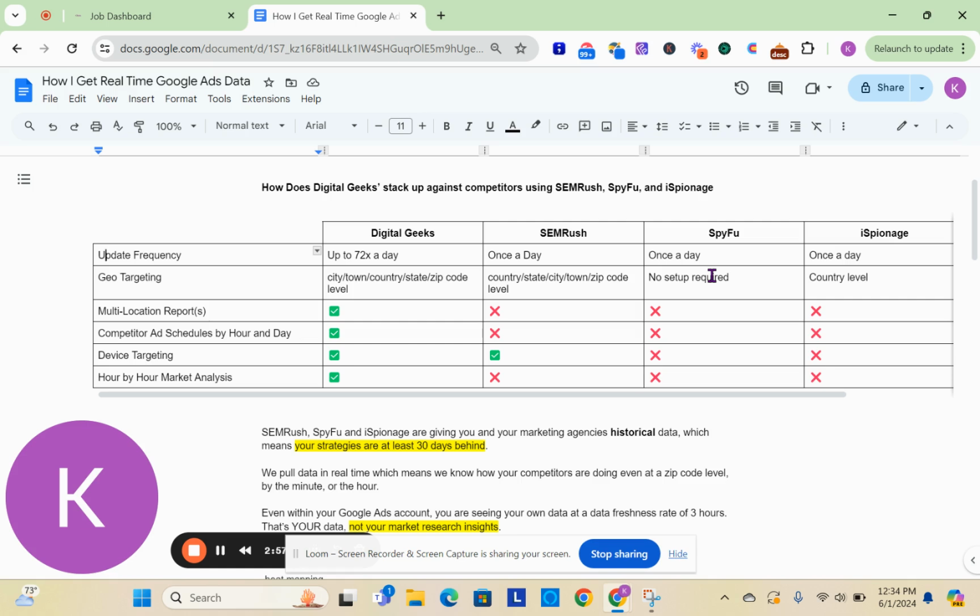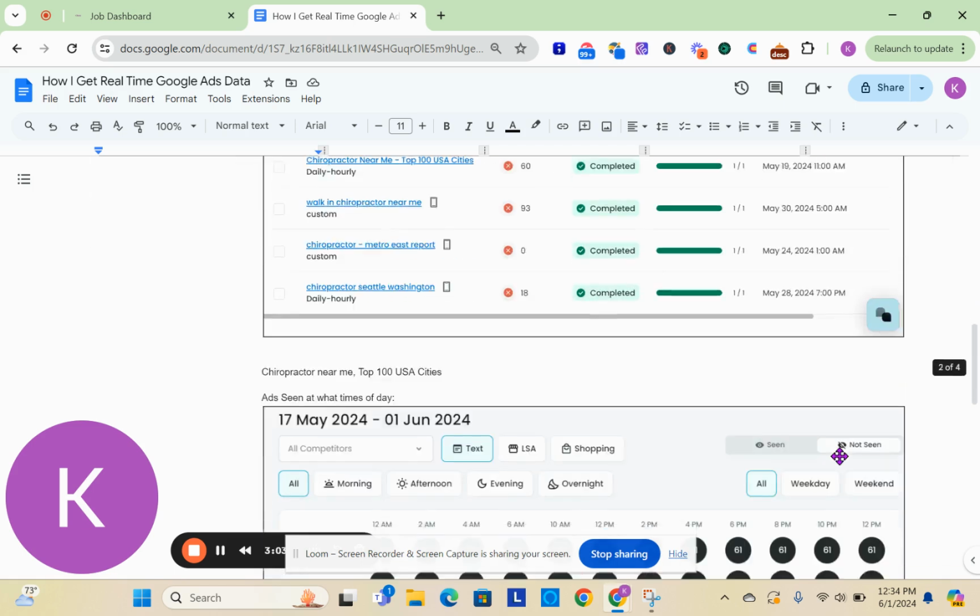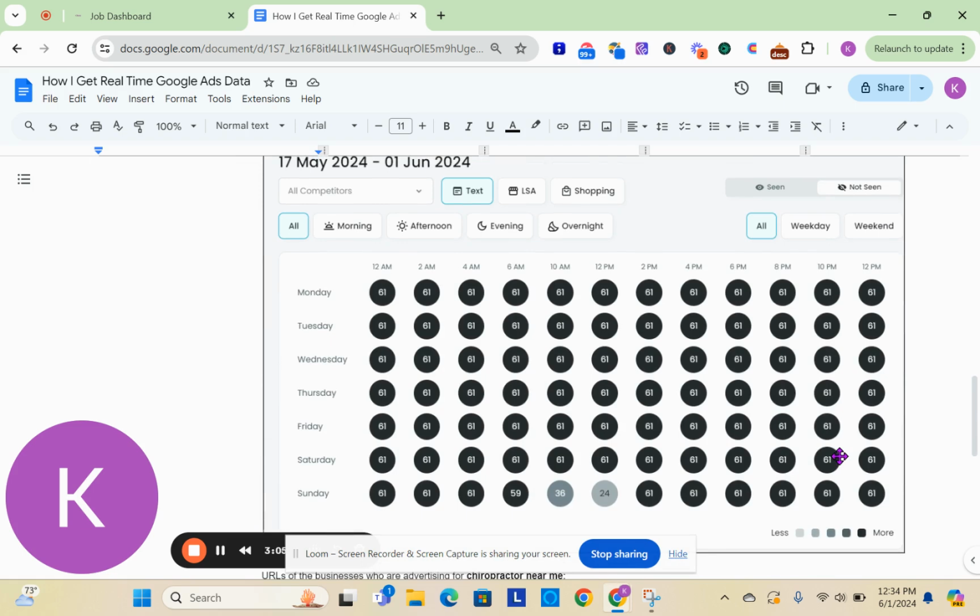You can see the competitor ad schedules by hour and day. So what do I mean by that? Here is an example. This example is for the keyword chiropractor near me. And as you can see, it's Monday through Sunday from 12 a.m. to 12 p.m. We can see the number of advertisers running ads. This is on an hourly basis.